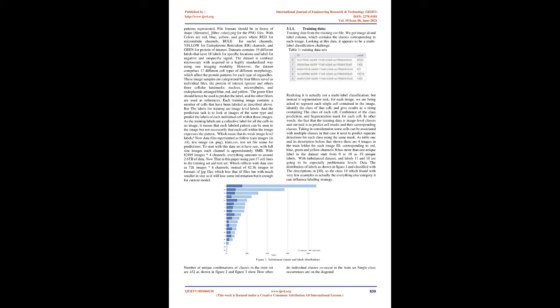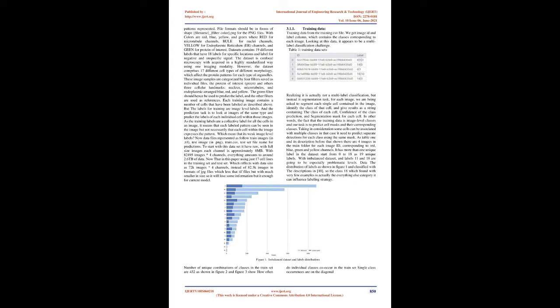The dataset is confocal microscopy, acquired in a highly standardized way using one imaging modality. However, the dataset comprises 17 different cell types of different morphology, which affect the protein patterns for each type of organelle. These image samples are categorized by 4 filters saved as individual files: the protein of interest, green, and 3 other cellular landmarks, nucleus, microtubules, and endoplasmic reticulum, arranged as blue, red, and yellow. The green filter should hence be used to predict the label, and the other filters are used as references.